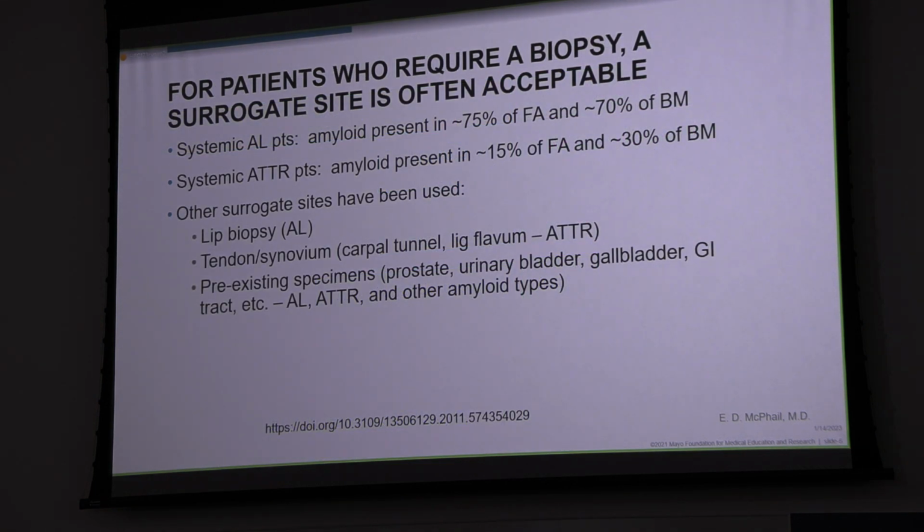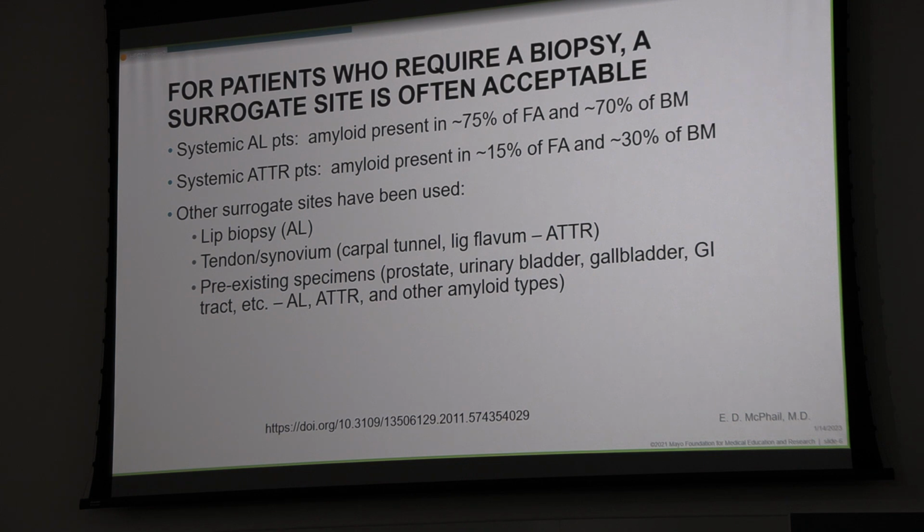So as I mentioned, surrogate sites are often acceptable as a surrogate for going to the organ of interest. So again, in AL patients, about 75% of fat aspirates and 70% of bone marrows will be positive for AL amyloid. Similarly, for TTR, about 15% of fat aspirates and 30% of bone marrows will be positive for TTR amyloid.